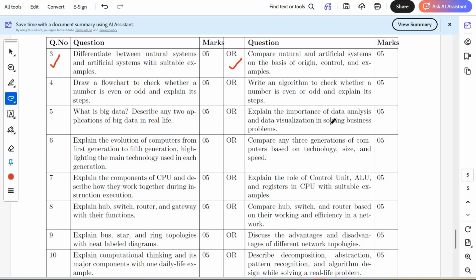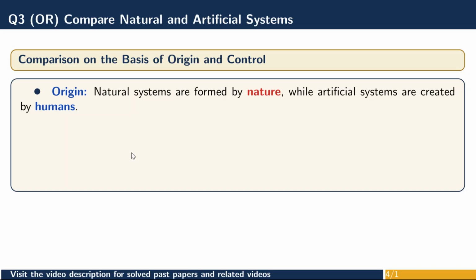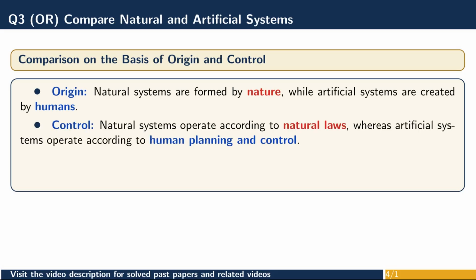Another option is to compare natural and artificial systems on the basis of origin, control, and examples. From the origin point of view, natural systems are formed by nature while artificial systems are created by humans. From the control point of view, natural systems operate according to natural laws, whereas artificial systems operate according to human planning and control.